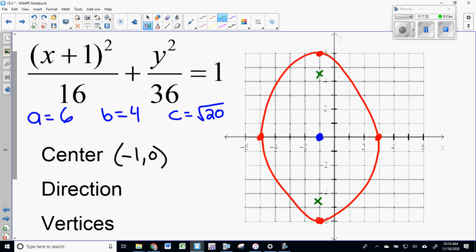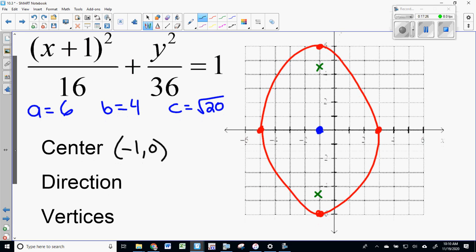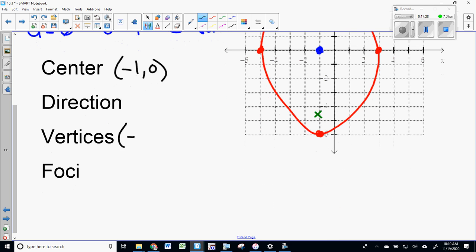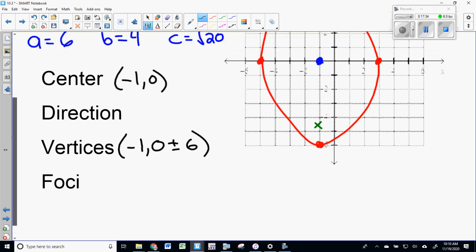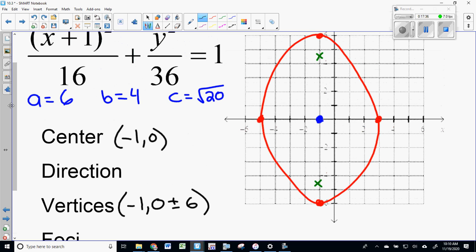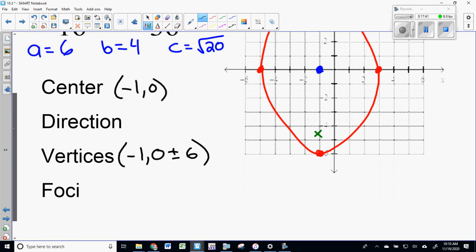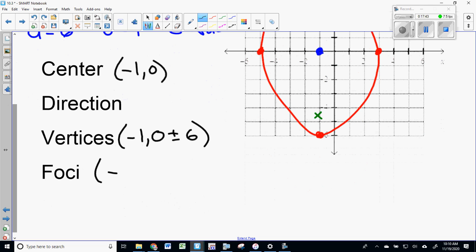So now let's write down our vertices and our foci. Our vertices are -1, 0, plus or minus 6. Notice because we go up and down, we're now adding to our y-coordinate. Our foci are -1, 0, plus or minus square root of 20.